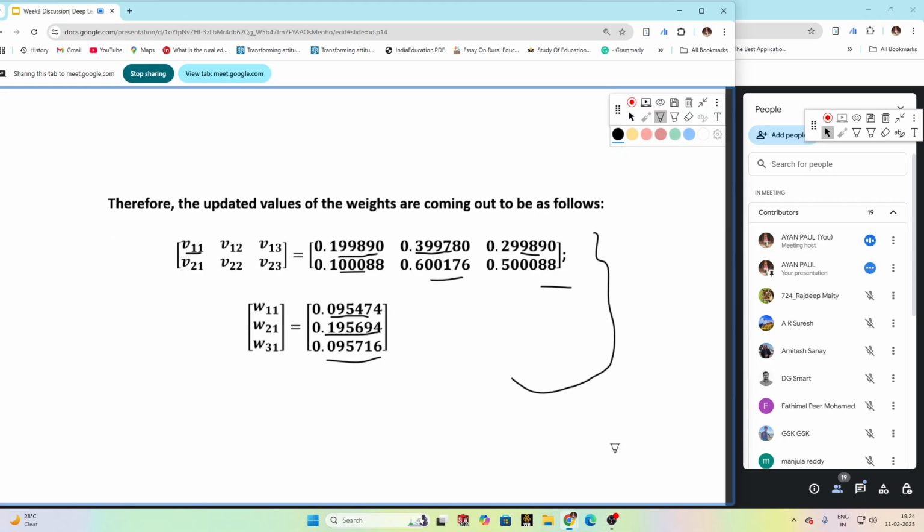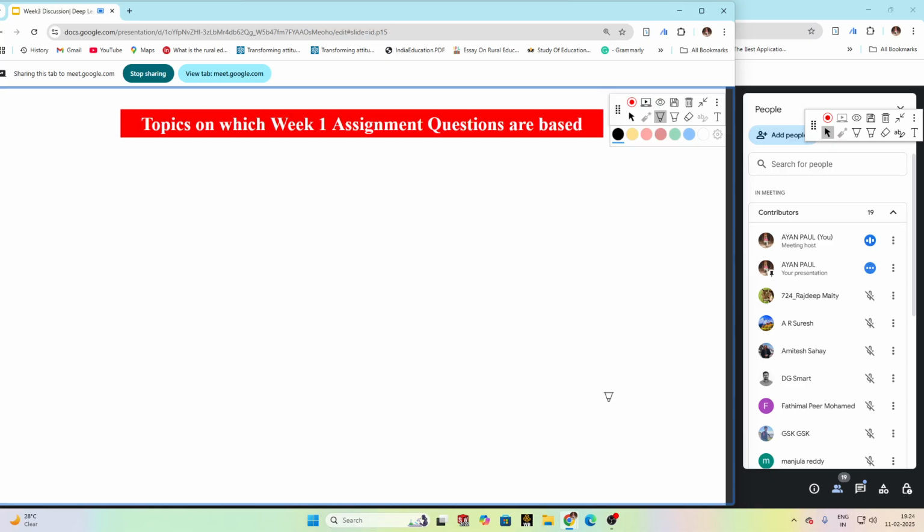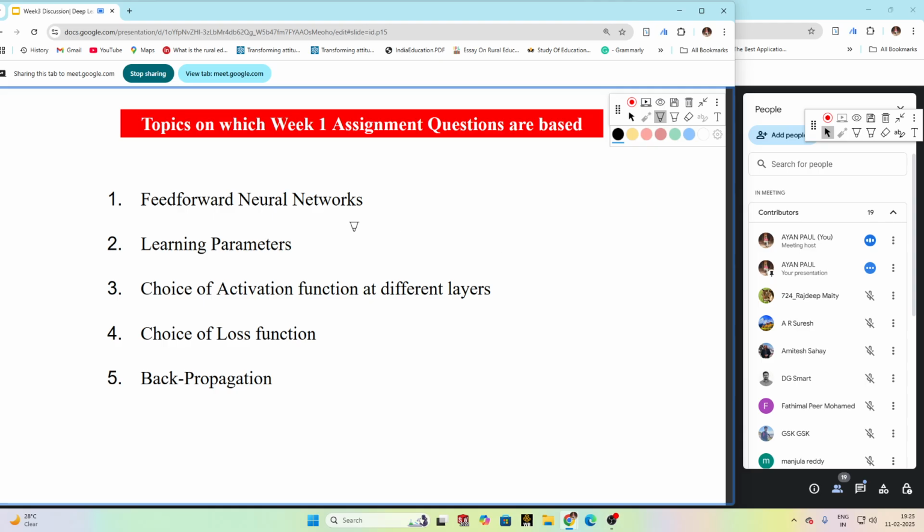So this is the theory part, and now we will be going to the numerical part, the question answer part. The topics on which the week 1 assignment is discussed: feed-forward neural network, learning parameter, choice of activation function at different layers, choice of loss function, and back propagation.